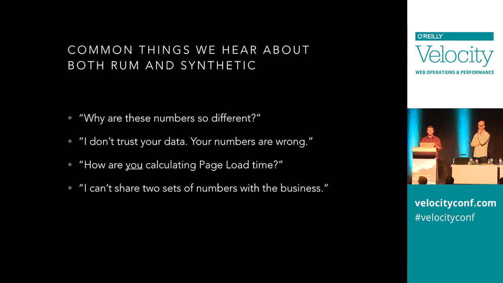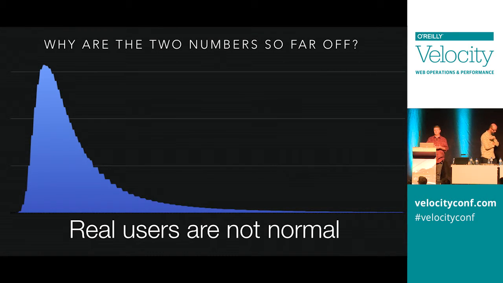They think that your numbers are wrong, and continue to interrogate you around how are you calculating this metric? What does this metric actually mean? And are you crazy? I can't share two different sets of data with my business, right? I can't have one number over here and then come up two weeks later and say, oh, well, look, here's how we've improved, when that number is three times slower than that original number. So there's a lot of confusion that sometimes gets created when we're sharing those data points. So why are those numbers so far off, right?